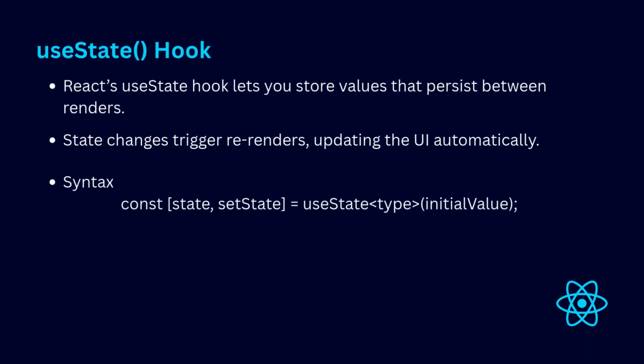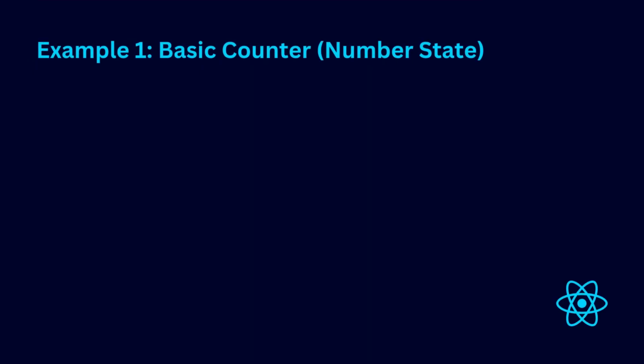This is the syntax: const [state, setState] = useState<Type>(initialValue). Here state is the current value, setState is the function to update the value. Type is an optional TypeScript generic to define the state type. To understand this, we will see one example of a basic counter, that is number state.